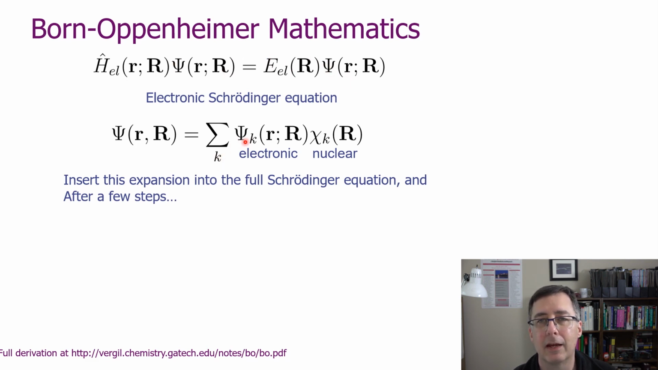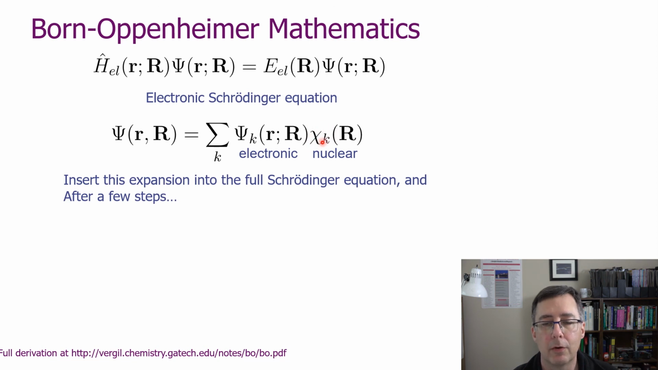K is now going to index the different solutions to the electronic Schrodinger equation. Like any eigenvalue equation, this electronic Schrodinger equation has more than one solution. And so I'll put a subscript to say which solution I'm talking about. So I sum over all the electronic states, and I need a coefficient in front of each of those. And the coefficient may change depending on how capital R changes. And so I'll denote that the coefficient depends on capital R. And I'll write it this way.